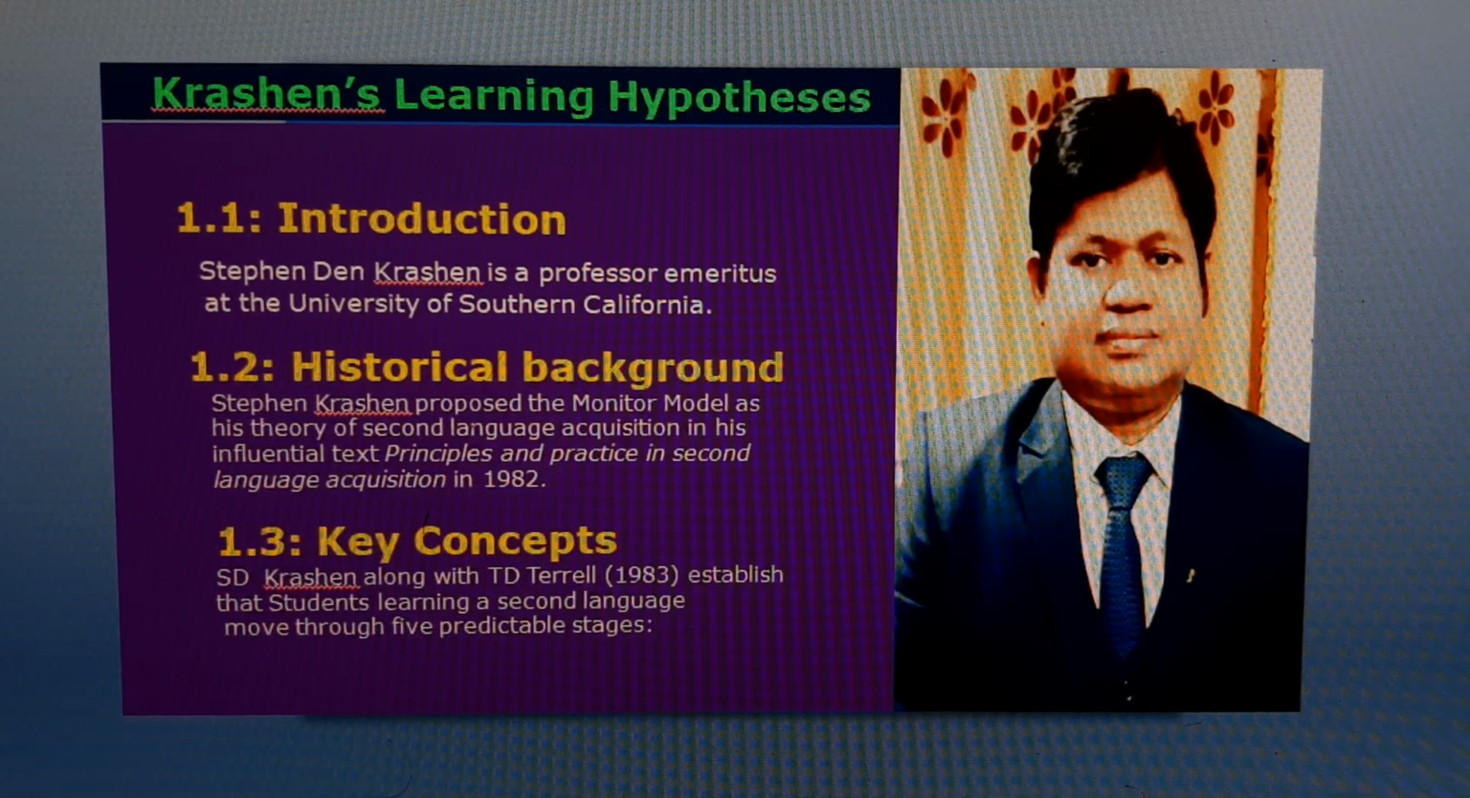Number 2, the monitor hypothesis. Number 3, the natural order hypothesis. Number 4, the input hypothesis, and number 5, the affective filter hypothesis. Besides the above 5 hypotheses, Krashen put forward another hypothesis in 2003, which he calls number 6, the comprehension hypothesis. You can remember the 6 hypotheses by the mnemonic acronym ANMIAC, A-N-M-I-A-C.